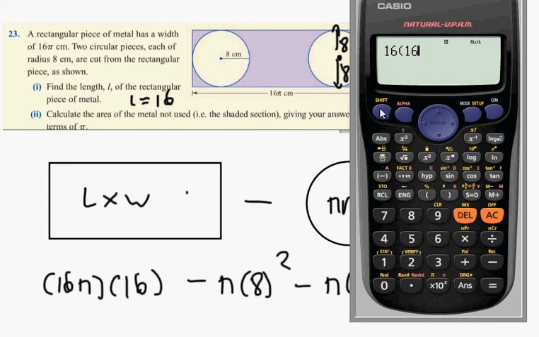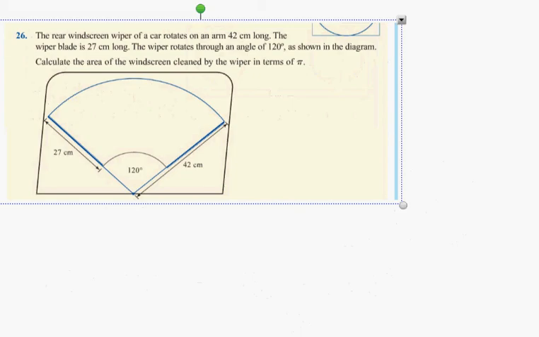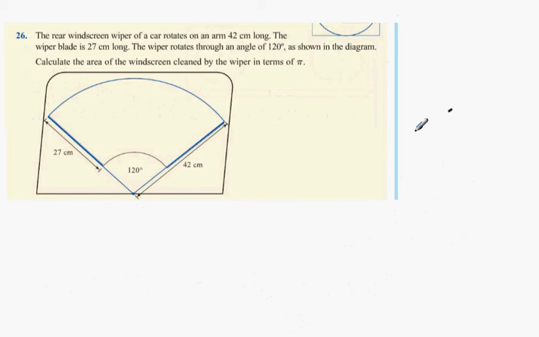So 16 times 16 pi, minus pi bracket 8 squared, minus the other pi and the other 8 squared. You could do 2 pi 8 squared if you wanted, but this way is also grand, it's better for understanding. Press equals, it wants to leave it in terms of pi, so the answer is 128 pi. Okay, so 128 pi. Is that right? Alright. Next one, 26.